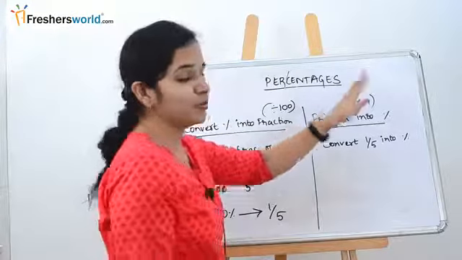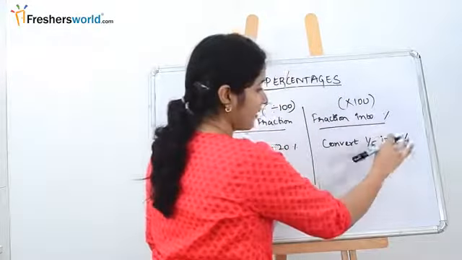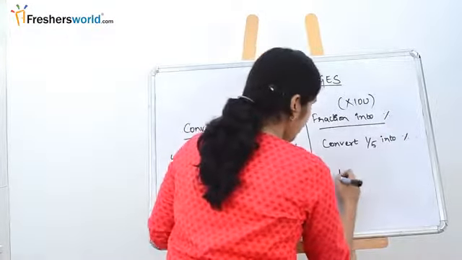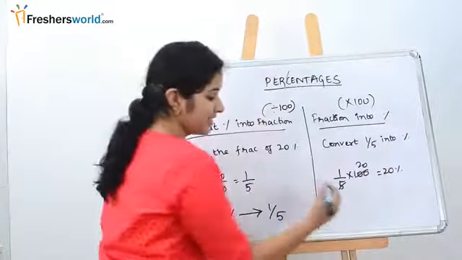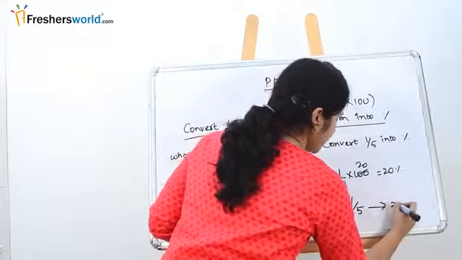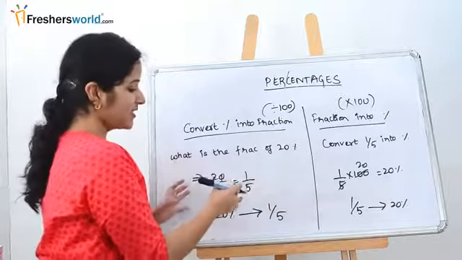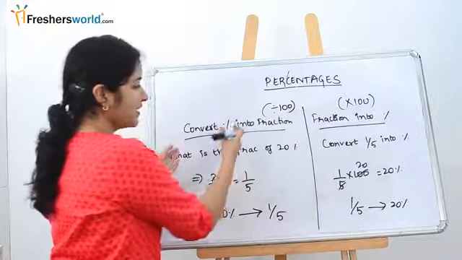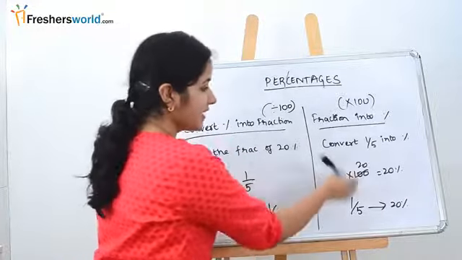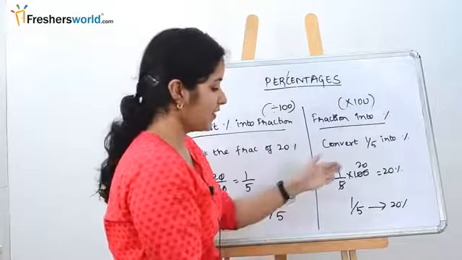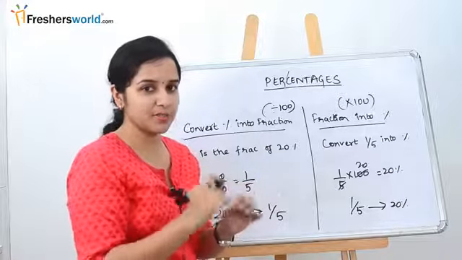Now fraction into percentages, where we multiply by 100. They are asking us to convert 1 by 5 into a percentage. So we multiply by 100, which is nothing but 20%. So 1 by 5 is converted into 20%. If you see, we have taken the same question in both cases; this is the vice versa of that. Percentage into fraction: 20% is converted into 1 by 5. Fraction into percentage: 1 by 5 is converted into 20%. These are the basic concepts you should know before solving the sums in percentages.